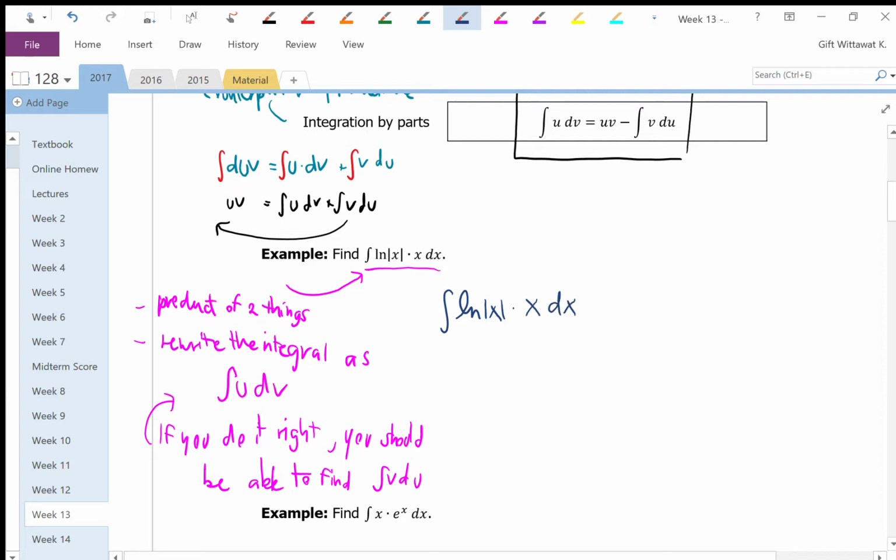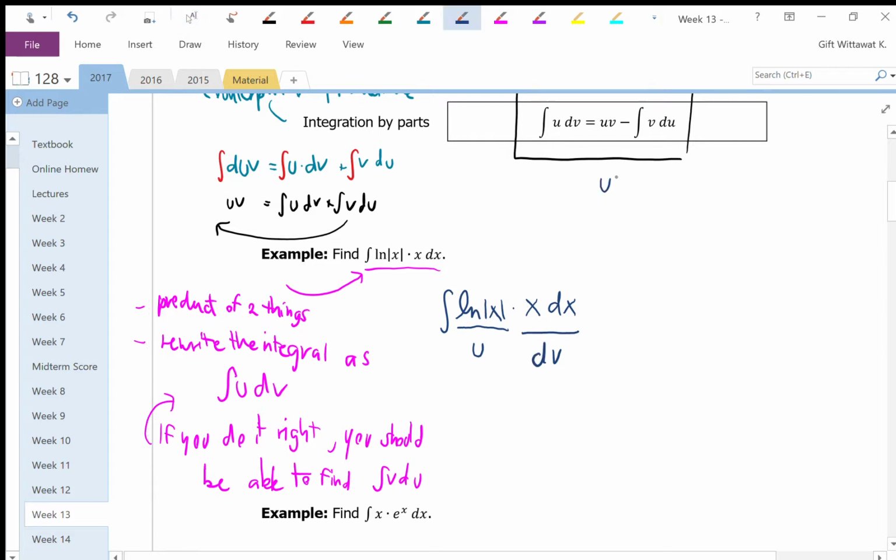So the first thing that you will have to do is identify what is u and what is dv. So let's say I'm going to call this log of x a u, and I'm going to call this x dx a dv. So I have identified my integral as u times dv. Now let's see if the u and v that I have here lead to a meaningful answer.